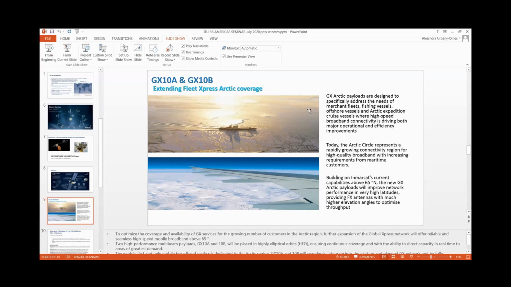And the Arctic Circle, as we all know, represents a rapidly growing connectivity region for high-quality broadband and increases the requirements from maritime customers.